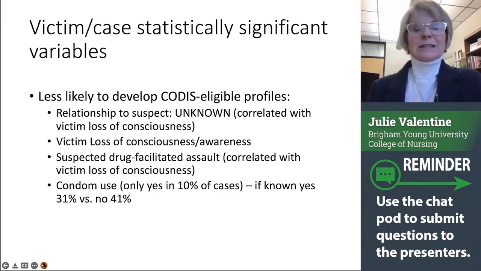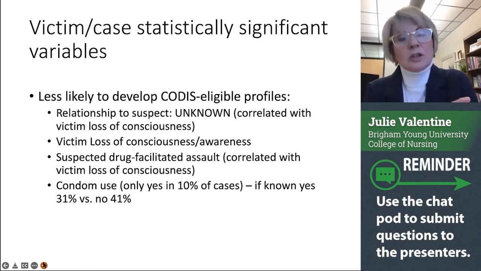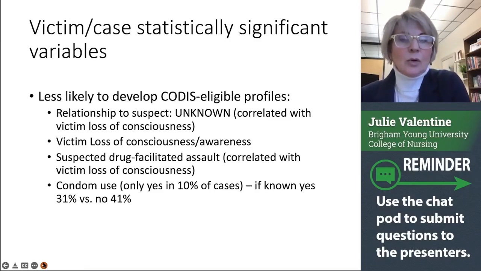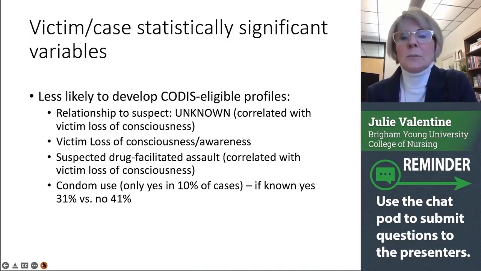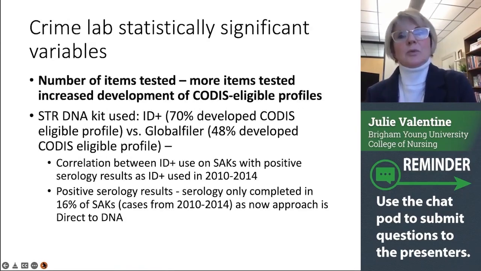Again, condom use, only 10% of cases. In the American College Health Association survey, they found that 47% of college students use condoms in consensual sex. Again, this low percentage of using condoms, I think, equates to non-consensual acts. But you can see if they use a condom, they are less likely to develop a CODIS-eligible profile. And then multiple suspects, more likely to develop a mixture and more difficult, even though this is improving, to tease out a CODIS-eligible profile.